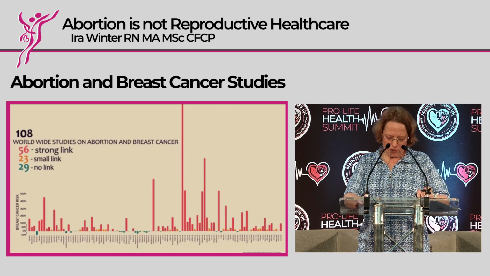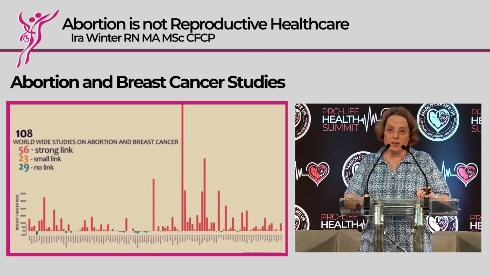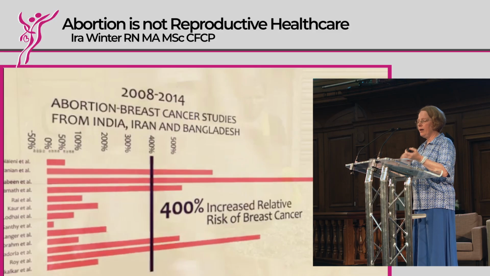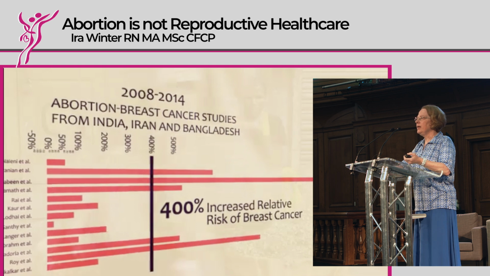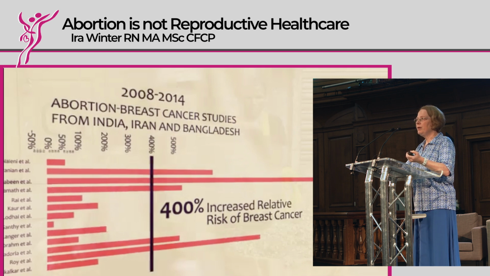The medical establishment do agree that having a baby young and breastfeeding is protective towards breast cancer. But why do studies from countries where those tendencies are widespread still show an increase in breast cancer rates? And here is statistics from India, Iran, and Bangladesh, where women typically marry young and have children early.